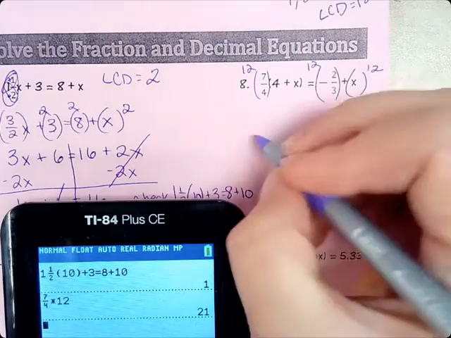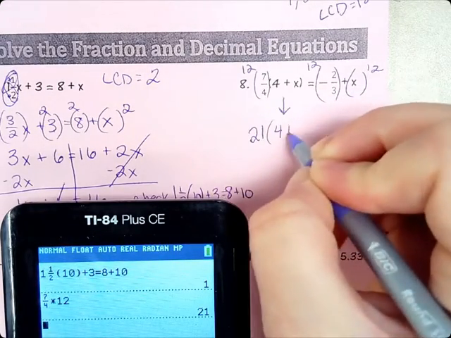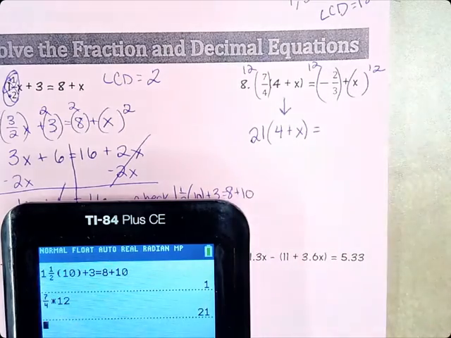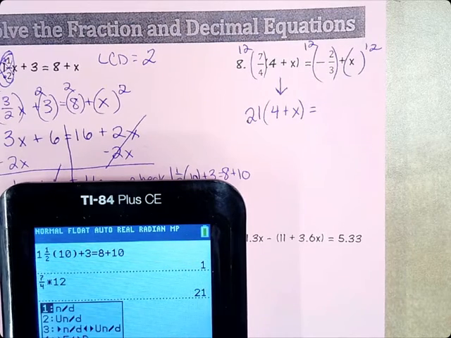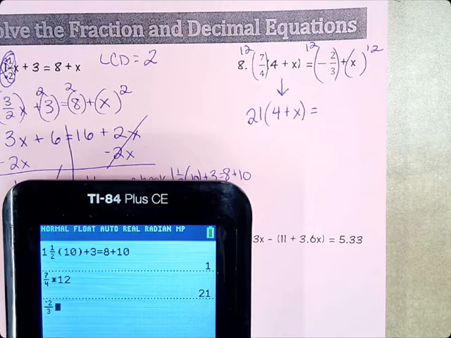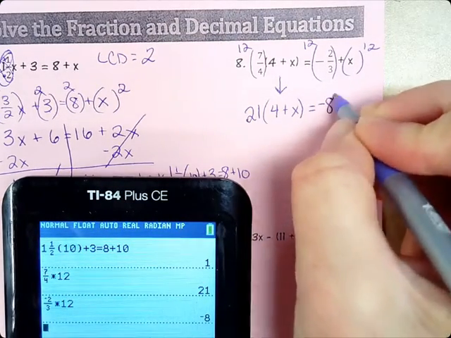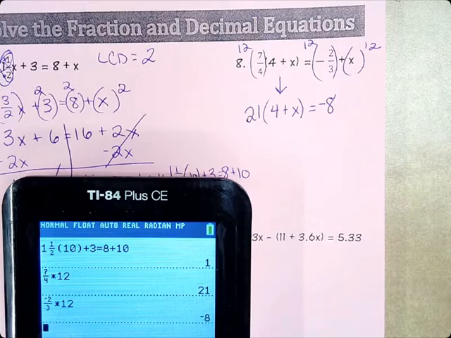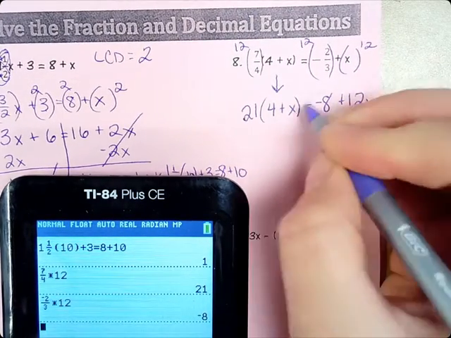Okay, so yeah, 21. And then we just carry this down. 4 plus x equals negative 2 over 3 times 12. Negative 8. And then x times 12, so plus 12x.